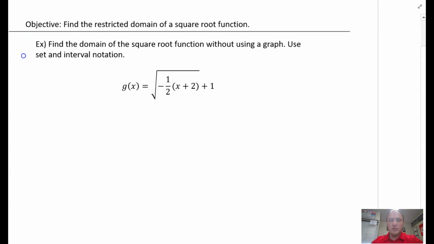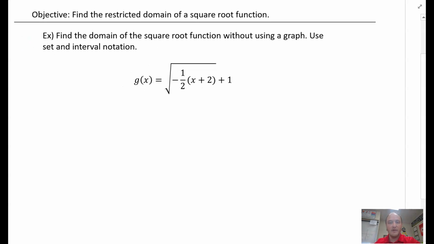In example 2, we have the same type of function. I have the function g of x, which has a radicand of -1/2 times x plus 2, and the plus 1 is on the outside, so we don't care about that. I take my radicand and set it greater than or equal to 0. Now I multiply by -2 to get rid of the 1/2.